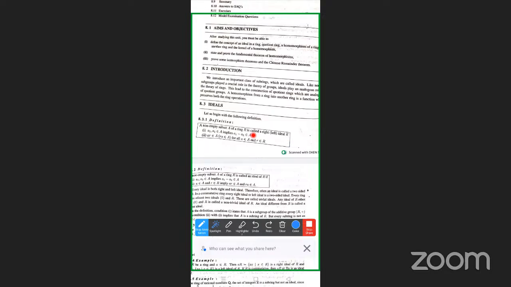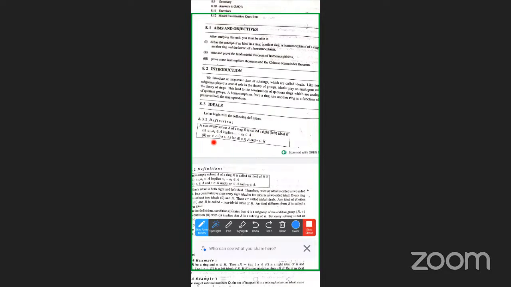That implies a1 minus a2 belongs to A. So ideal, first condition: a1, a2 belongs to capital A implies a1 minus a2 belongs to A. So this is the first condition of an ideal. Now the second condition.